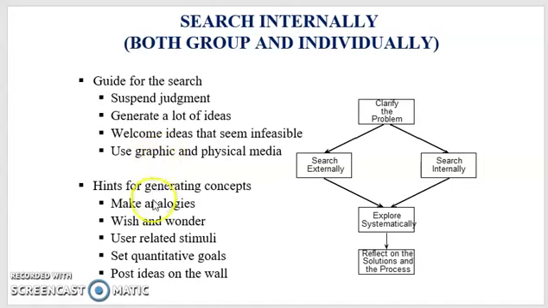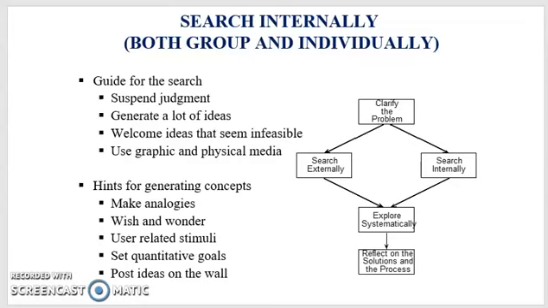Four guidelines are usually used for improving both individual and group internal search. The first one is suspended judgment, which means that during a concept generation session, no criticism of new ideas is allowed. The more ideas a team generates, the more likely the team is to explore the full solution space of the problem. The more infeasible an idea, the more it stretches the boundaries of the solution space and encourages the team to think of the limits of the possibilities.